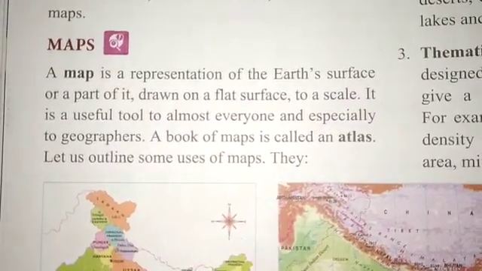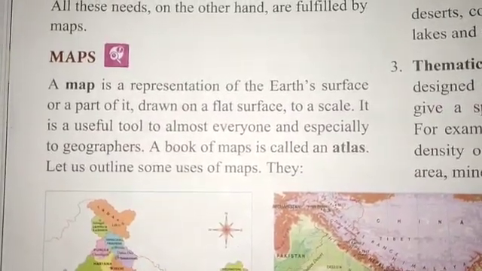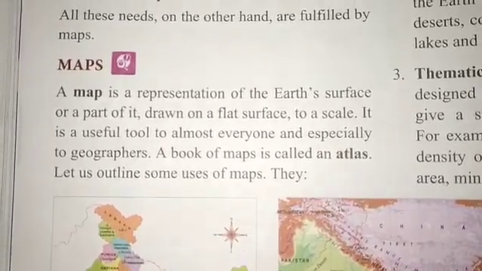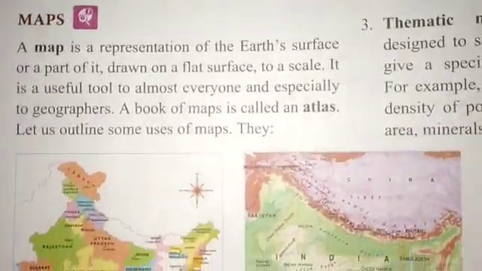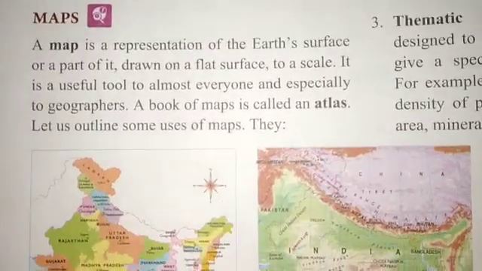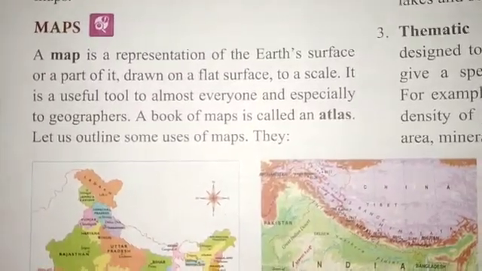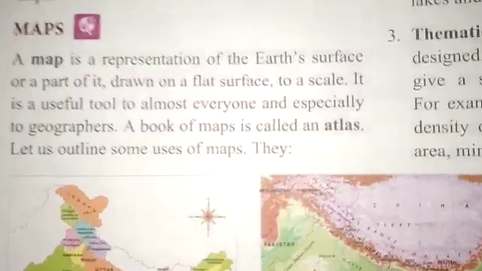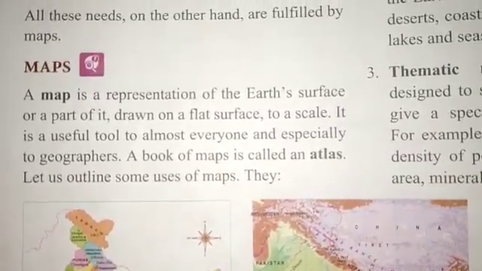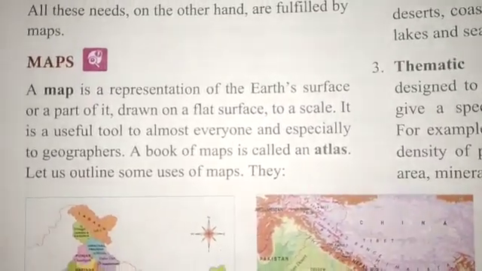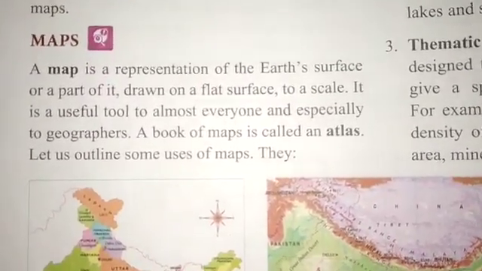Now let us outline some uses of maps. So the map is a very useful tool for everyone, especially the geographers who study about the Earth and the places. The book of maps is known as an atlas. The atlas has the maps of the different places and of the Earth, and hence it is known as the book of maps.